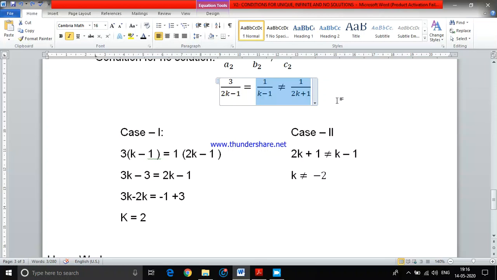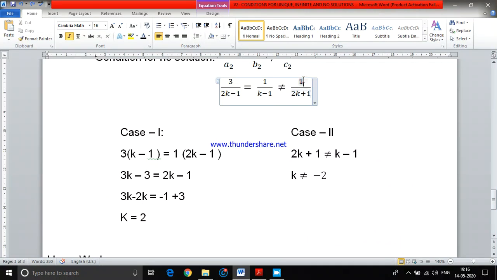If these two ratios are not equal, 1 upon k minus 1 is not equal to 1 upon 2k plus 1. Here also the cross multiplication will take place. This 1 multiplies with 2k plus 1. So 1 into 2k plus 1 is 2k plus 1.